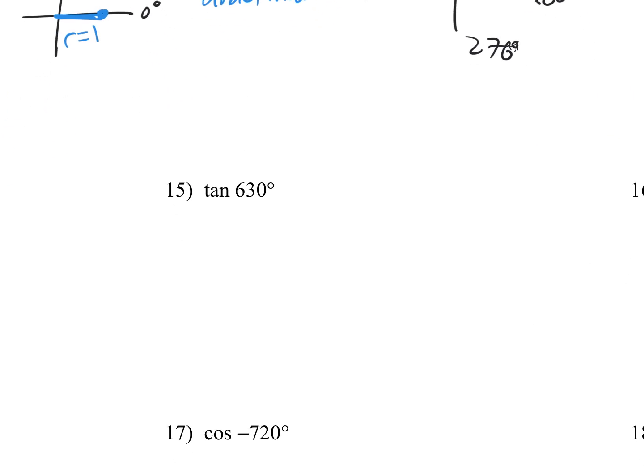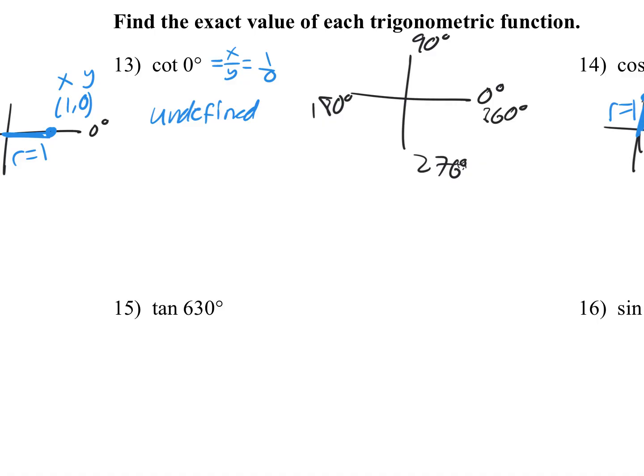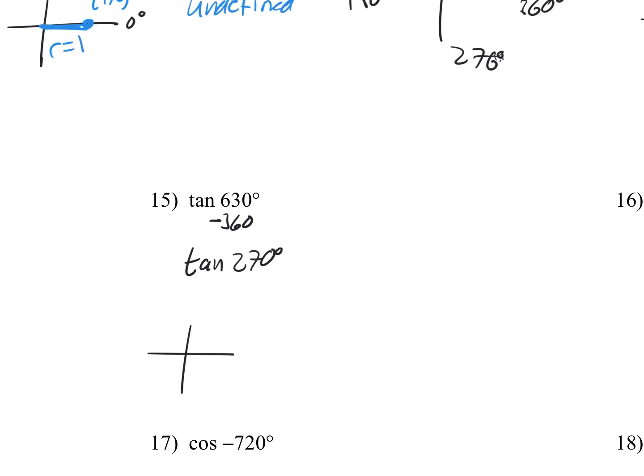All right. Tangent of 630, I don't know where that is on my coordinate plane, so you can subtract 360 to get a point that's a little bit easier to recognize. And you can see that this is the same as tangent of 270, and we should know that 270 is down here. Right, so I can say that that's a point 0, negative 1. Remember that tangent is y over x, so it's going to be negative 1 over 0, which is undefined.